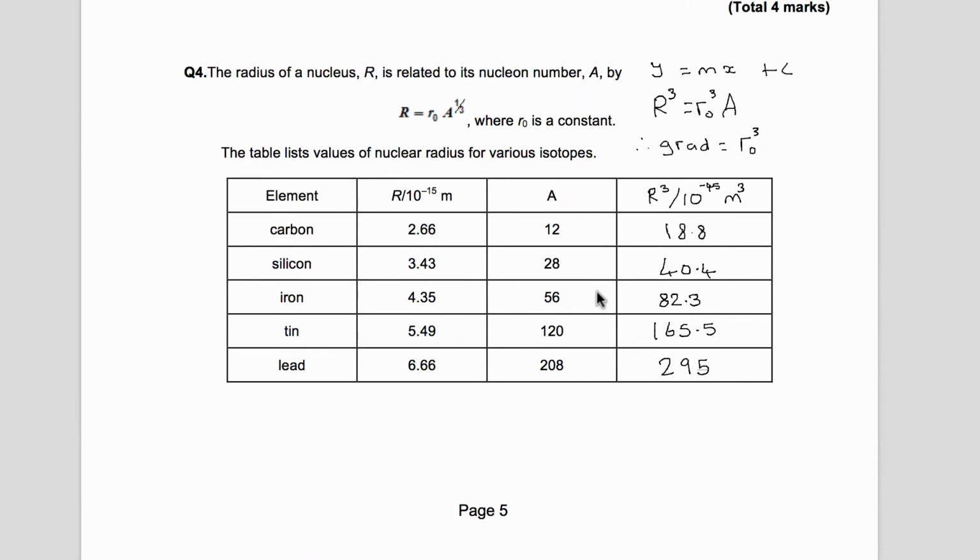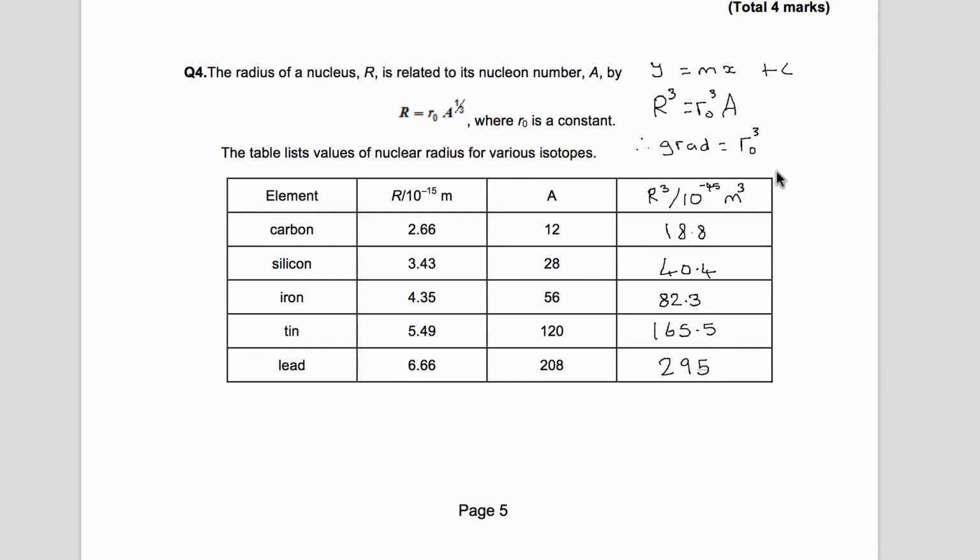So what I'm going to do is this. A straight line generally has the equation y equals mx plus c. So I'm going to cube this thing, and if I cube it, I get r cubed is equal to r0 cubed multiplied by A. If I compare that with this straight line, if I plot r cubed on the y-axis and A on the x-axis, then the gradient will give me r0 cubed, and it should go through the origin, because there isn't a constant term over here, so the y-intercept is 0.